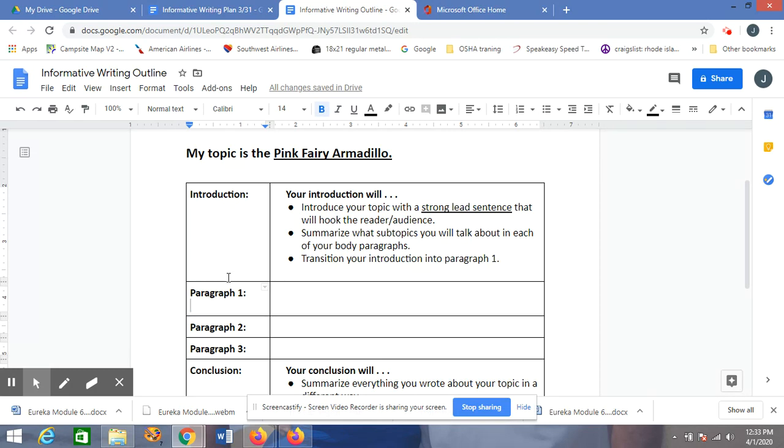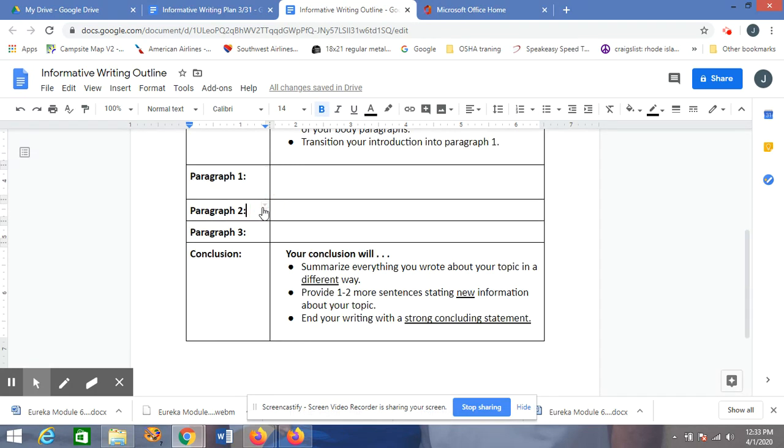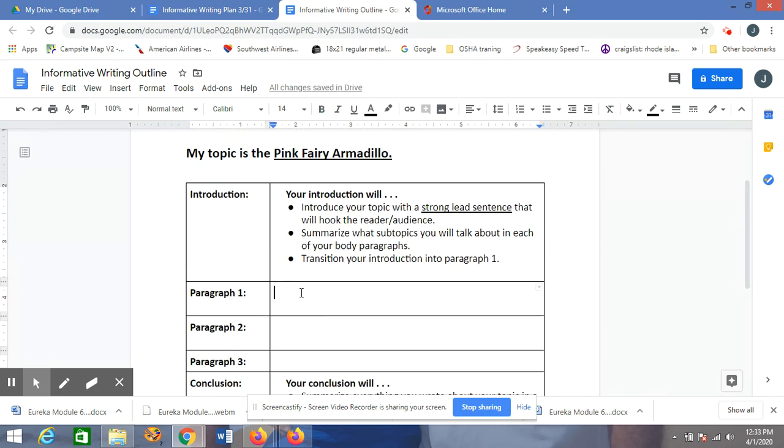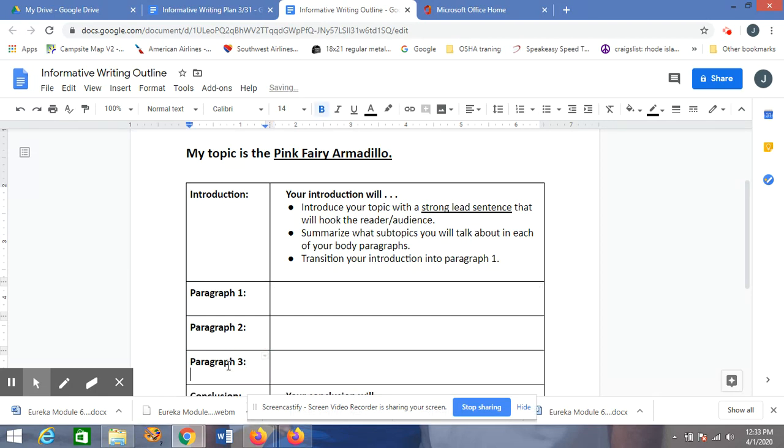So each subtopic, each body paragraph, they're going to talk about specific types of information. Like if I went into paragraph 1, I could just write, "My animal eats this. My animal lives here. My animal likes to jump and swim." See, that's all well and good, but that's not really organized writing. We want to organize our writing because when we organize our writing, it's easier for us to organize our thoughts, and it's also easier for our readers to understand, or our audience to understand.